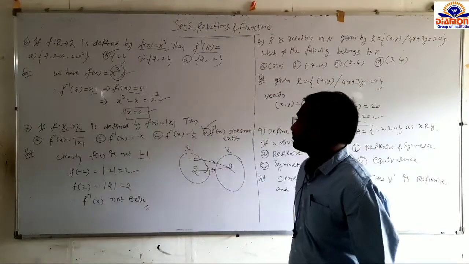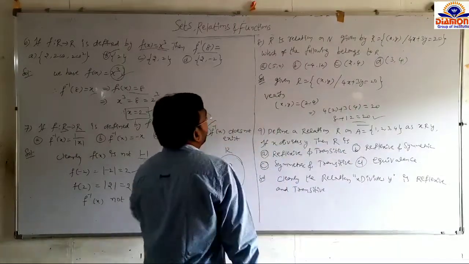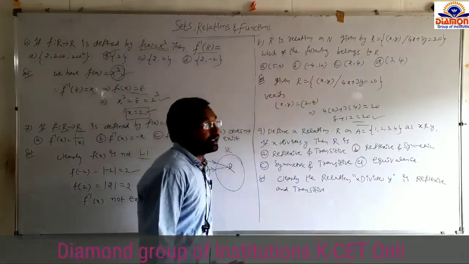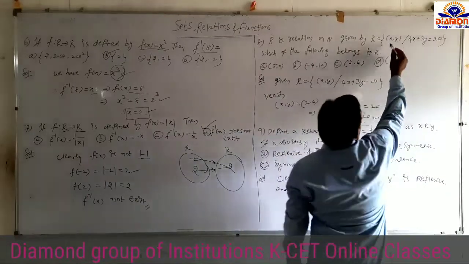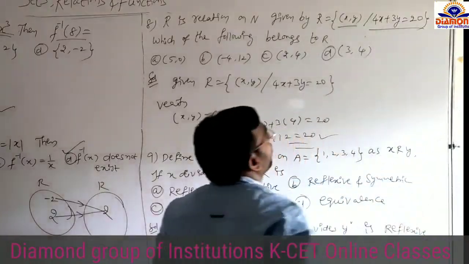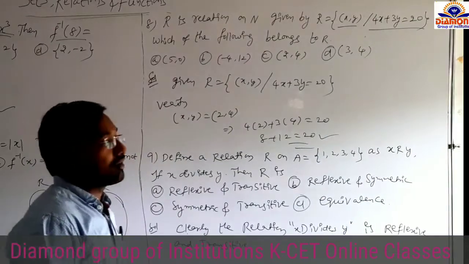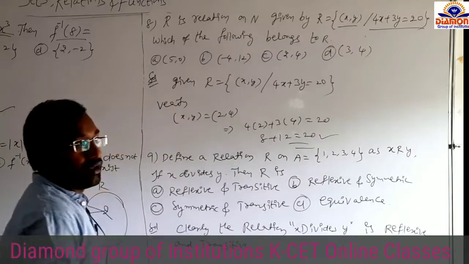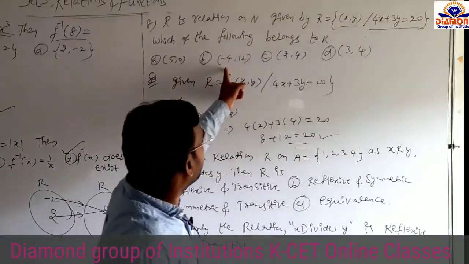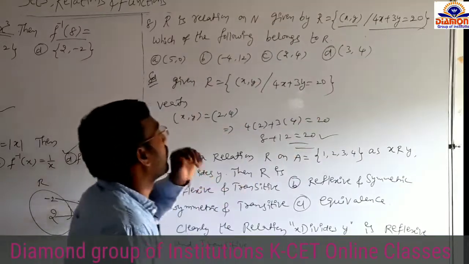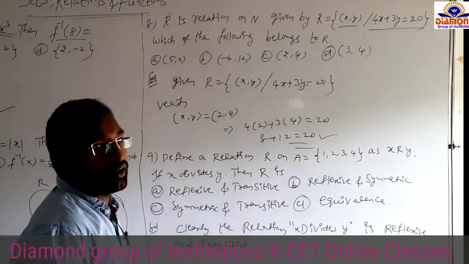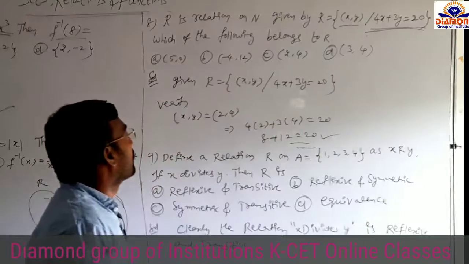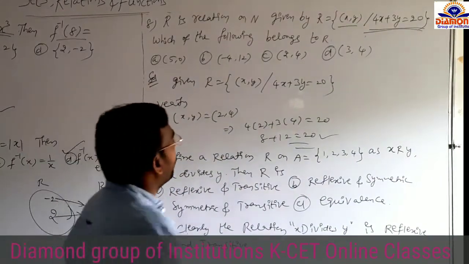So the option is B. Next, the 8th one. R is a relation on N, on natural numbers only, given by R equal to x comma y such that 4x plus 3y equal to 20. Which of the following belongs to R? Option A 5 comma 0, option B minus 4 comma 12, option C 2 comma 4, option D 3 comma 4. You have to select the x comma y values that satisfy the condition 4x plus 3y equal to 20. Just verify the options to see which satisfies this relation.